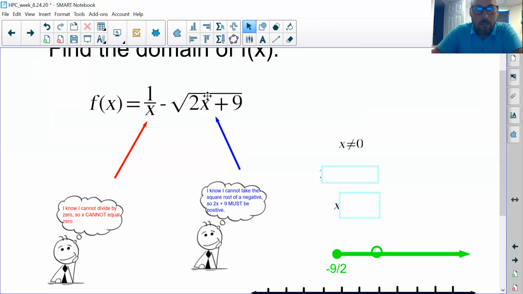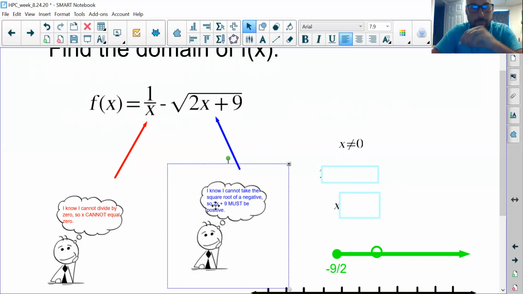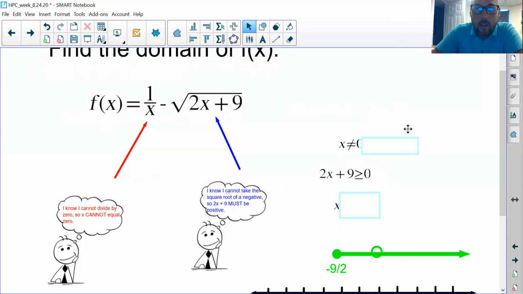But you got another part of the function, the square root of 2x plus 9. Now, you can't take the square root of a negative number. So 2x plus 9 can't be negative. It must be positive or 0. This should say positive or 0. And this is how you write that mathematically. 2x plus 9 is greater than or equal to 0. So these 2 things, guys, explain your domain sufficiently.